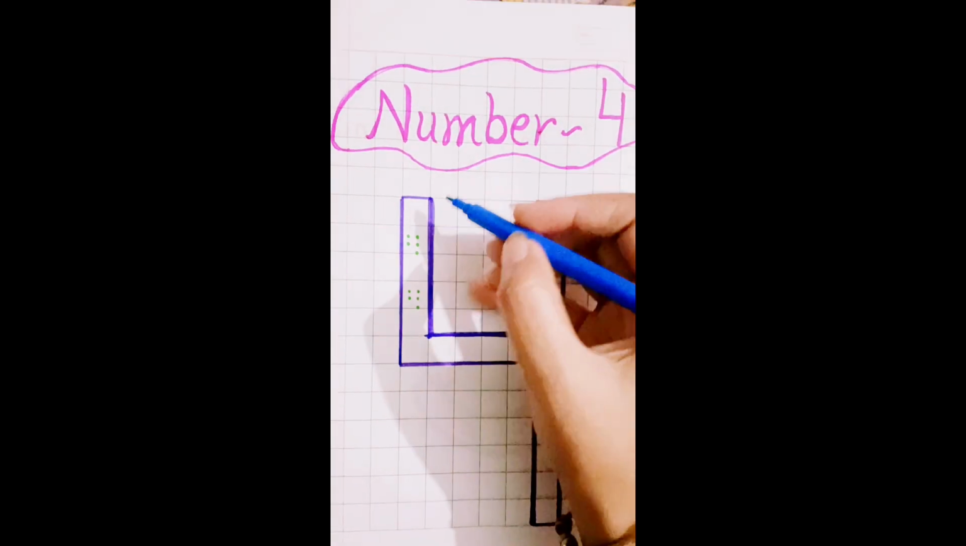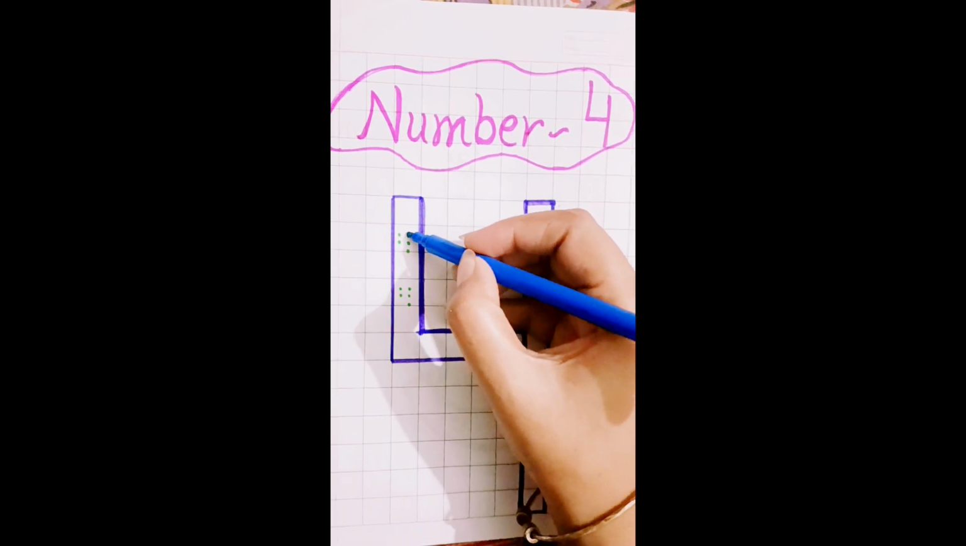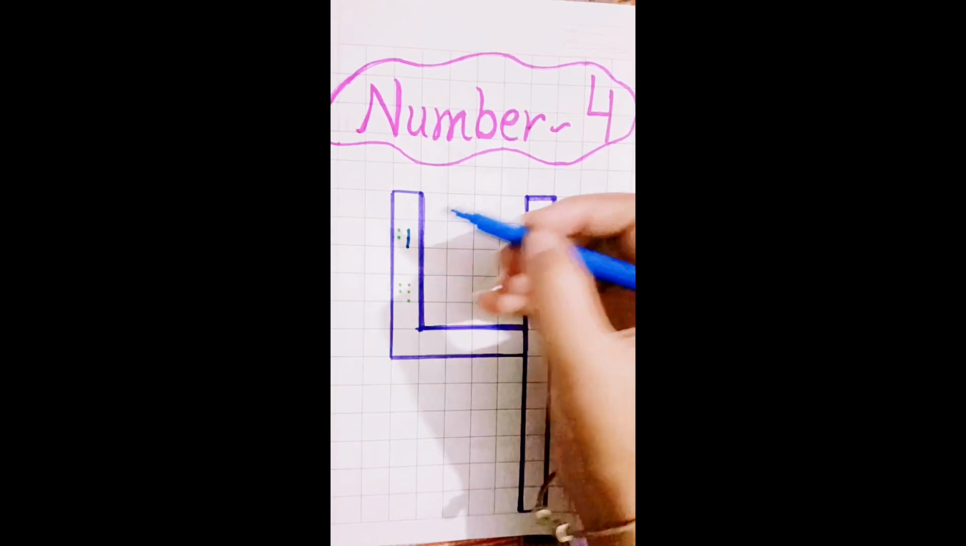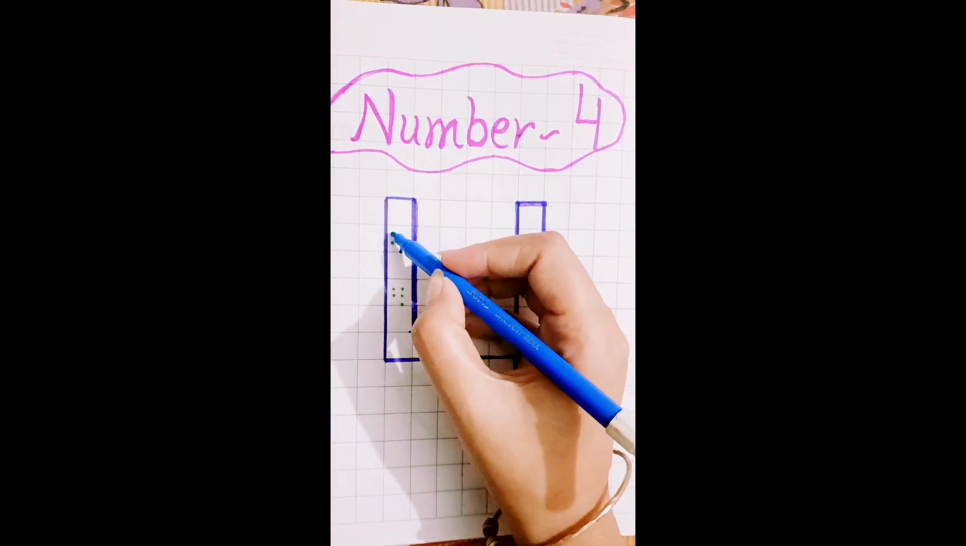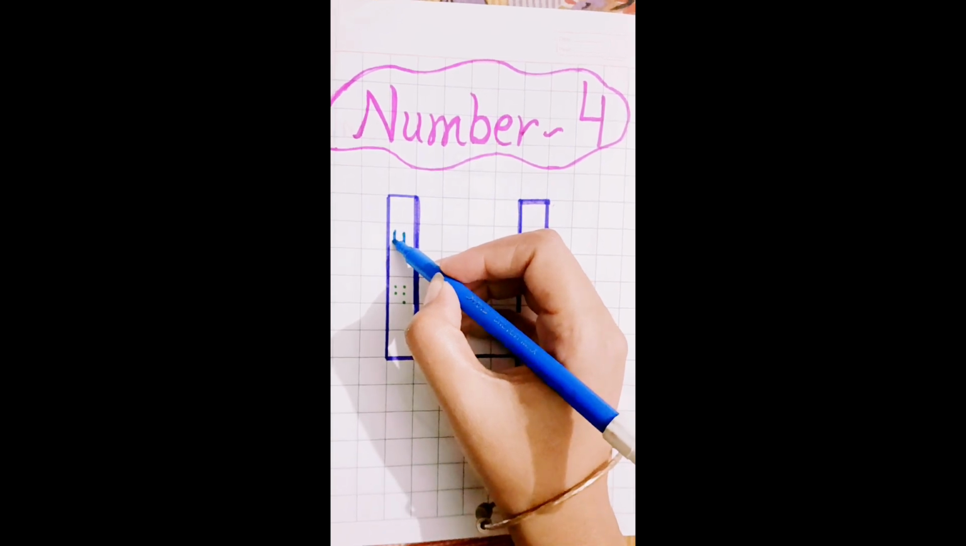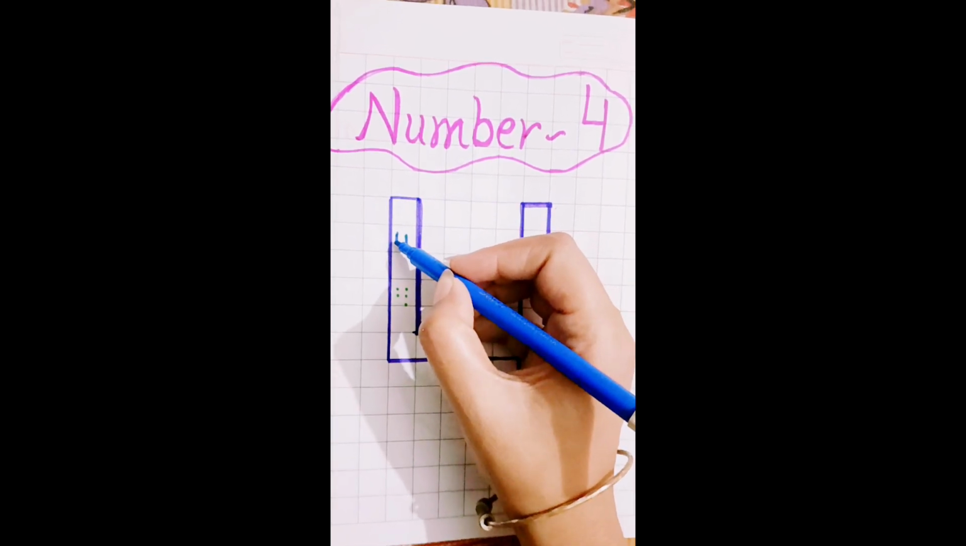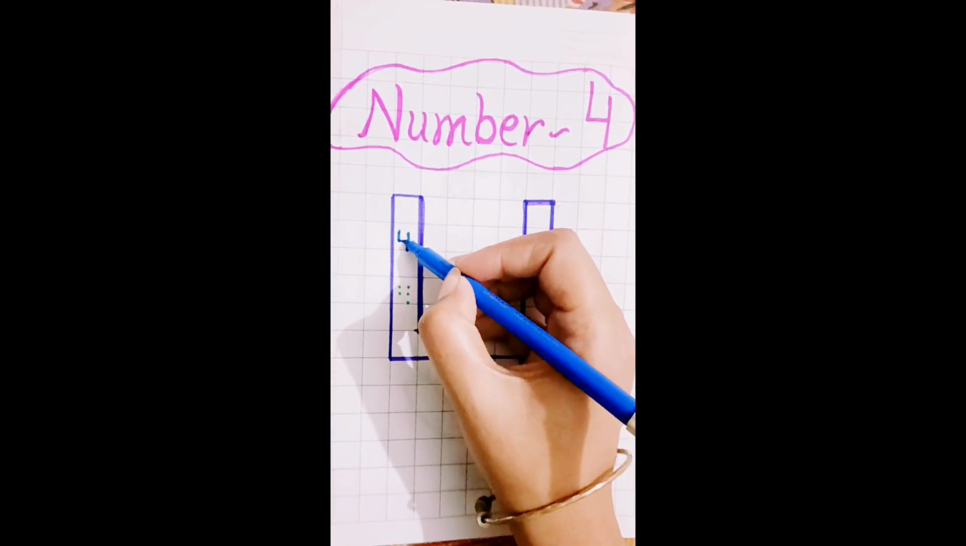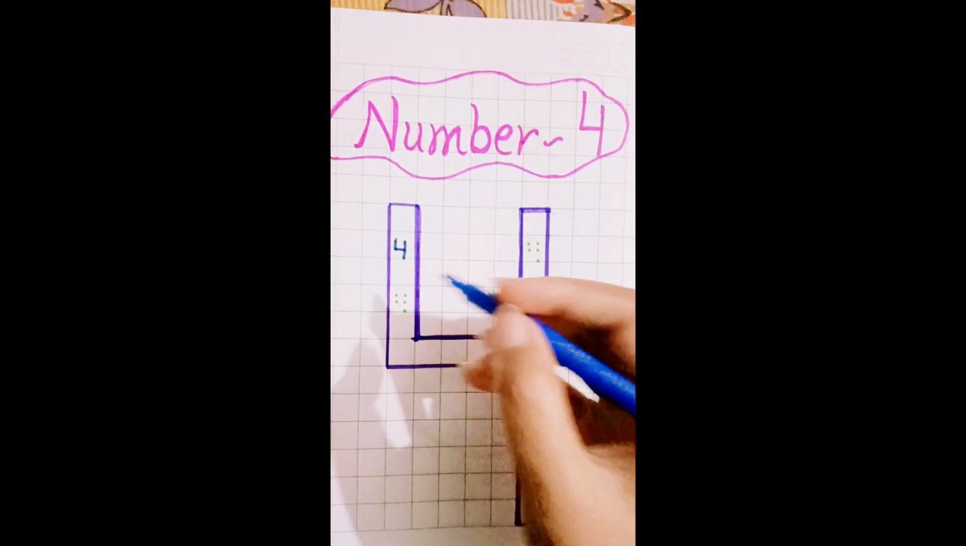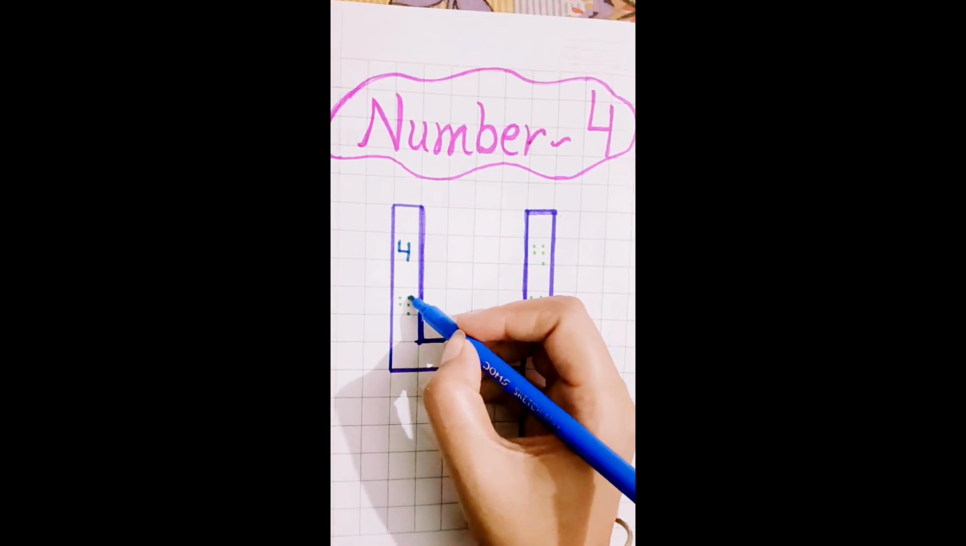Let's start. Draw a standing line. Now draw a small standing line. Now draw a slipping line. This is number 4. Write again.